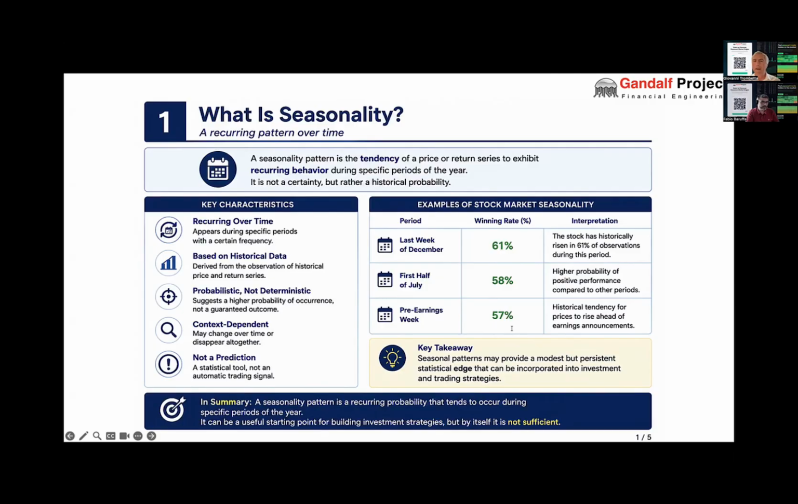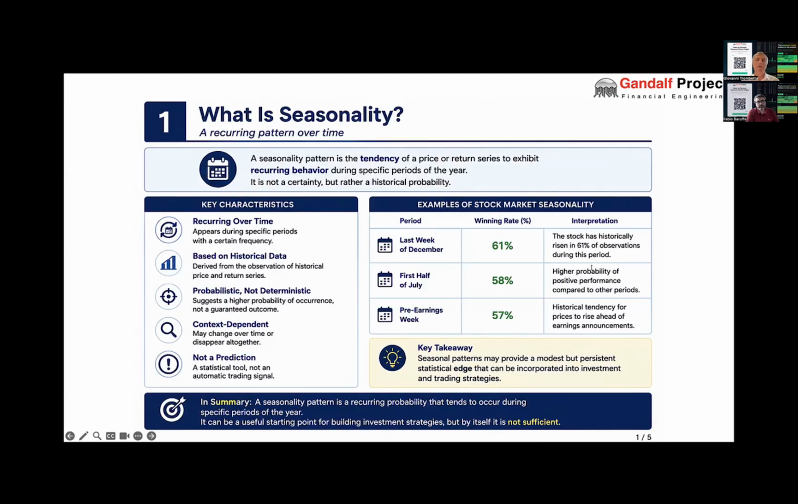Looking at the example, a winning rate of 61%, like in the slide, means that the pattern worked in roughly 6 years out of 10. That may represent an edge, but it also means it failed almost 4 times. Don't forget this: 4 times out of 10. Therefore, seasonality alone is rarely sufficient to build a robust strategy, and with Fabio we will deepen this aspect together.